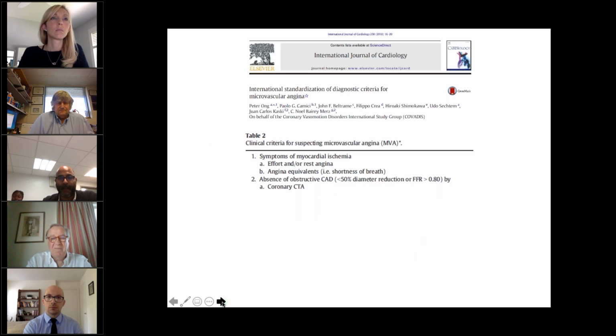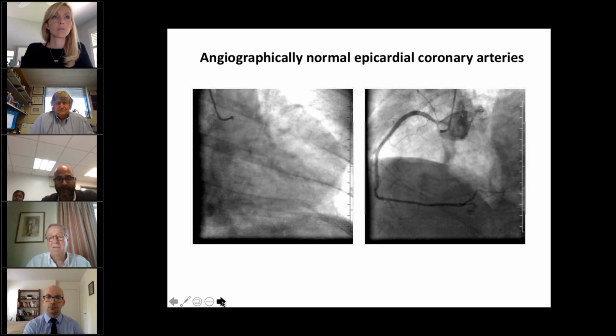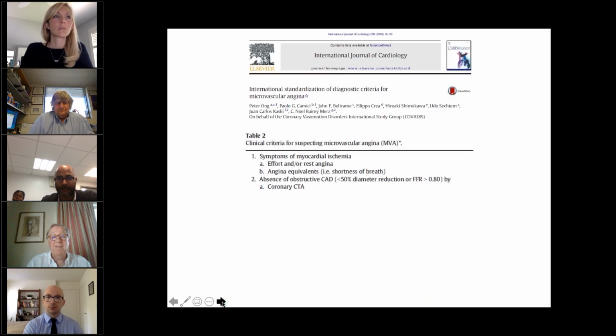Next, please. So the second criterion is obviously an absence of obstructive coronary disease. And this can be done either by invasive angiography or CT angiography, or, in my opinion, also by excluding regional flow defect on PET stress. Next, please.